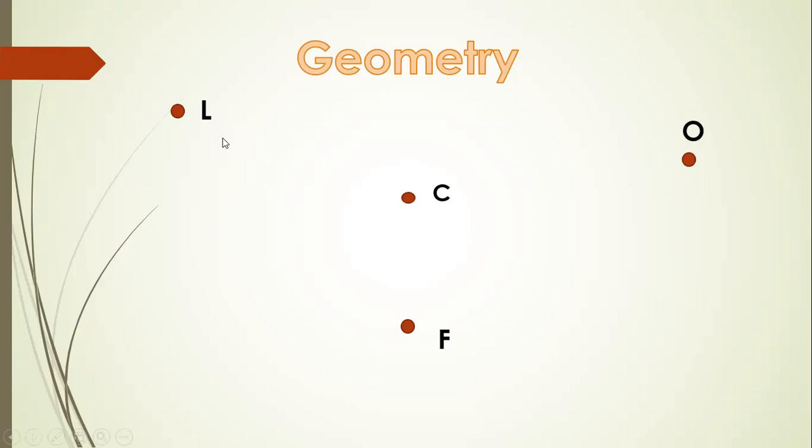How will you represent them? You have to write it as point L, point C, point O, and point F. So point is the basic shape of geometry, which doesn't have any length and also doesn't have any breadth.